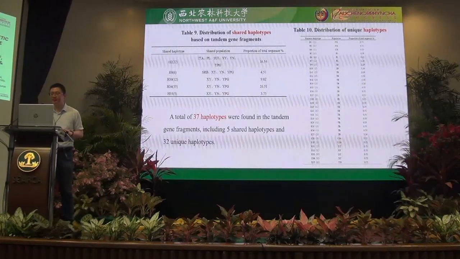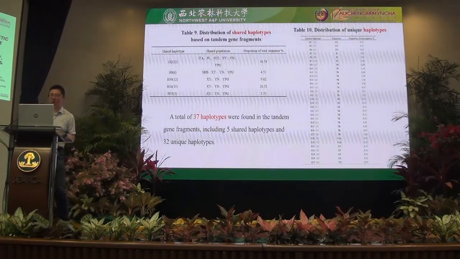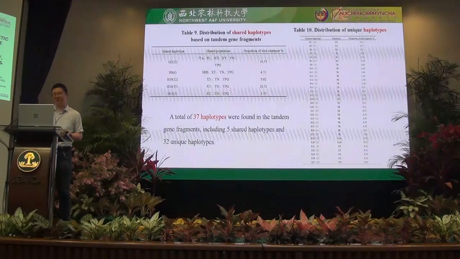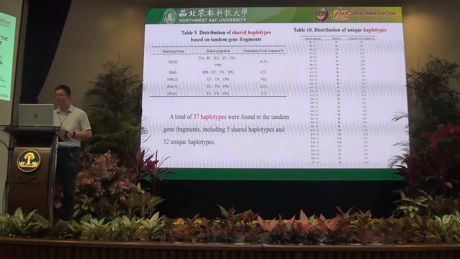And this is the distribution of shared haplotypes based on 10 gene fragments. A total of 37 haplotypes were found in the 10 gene fragments, including 5 shared haplotypes and 32 unique haplotypes.